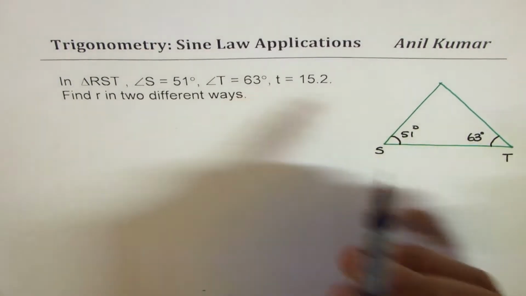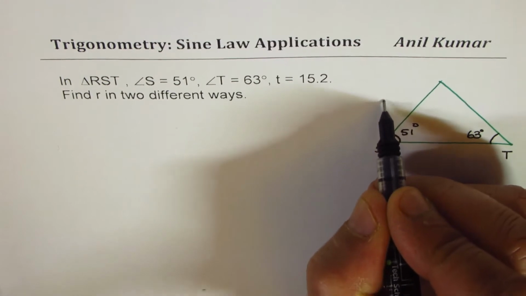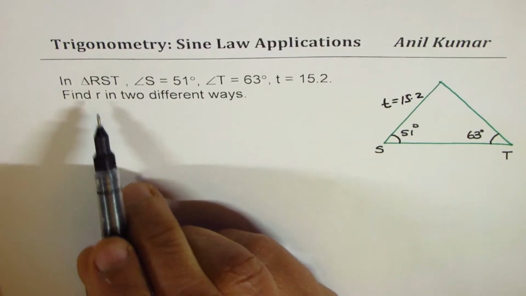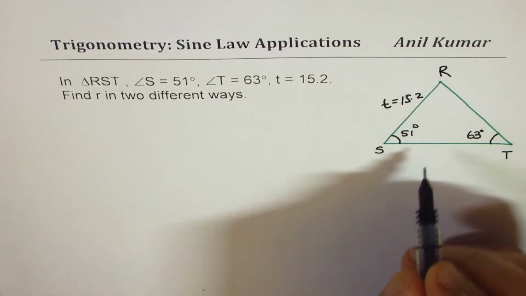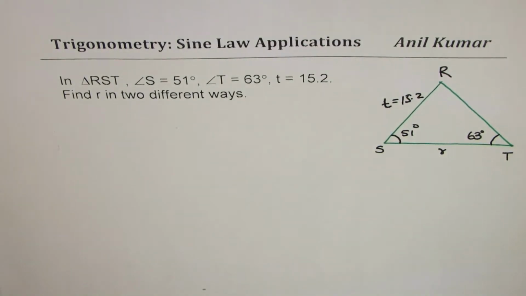What we need to find is the side opposite to R, which is small r. The side opposite to T, small t, is given to us as equal to 15.2. Now you can actually solve this triangle using sine law, and you can also solve this triangle by making a right triangle inside. I'd like you to pause the video, answer this question, and then look into my suggestions.